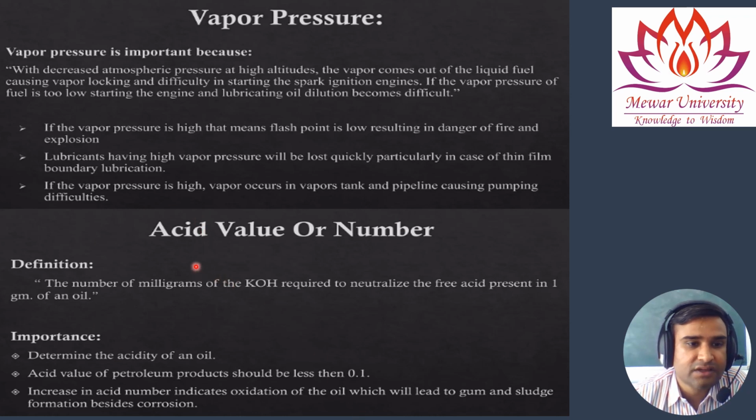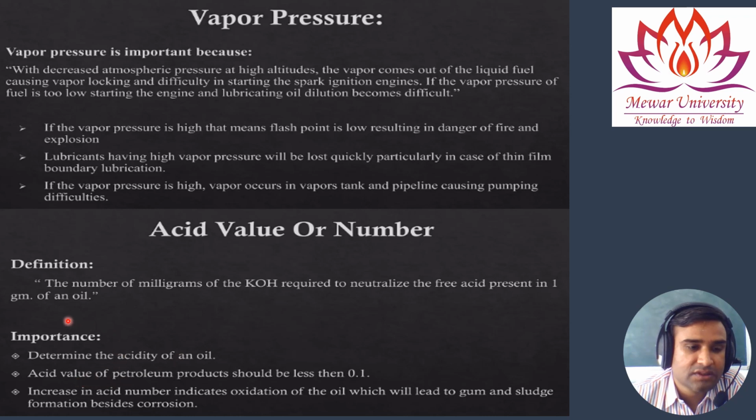So now we will come to know about the acid value or acid number. So what is acid value? You can see the definition: the number of milligrams of KOH. KOH is potassium hydroxide. So the number of milligrams of potassium hydroxide required to neutralize the free acid present in 1 gram of an oil. So in 1 gram of oil, how many milligrams of KOH are required to neutralize the free acid in the fuel, that is called the acid value or acid number.